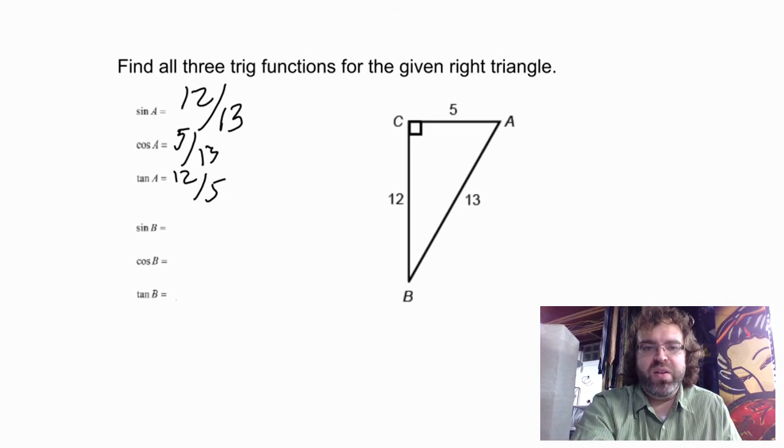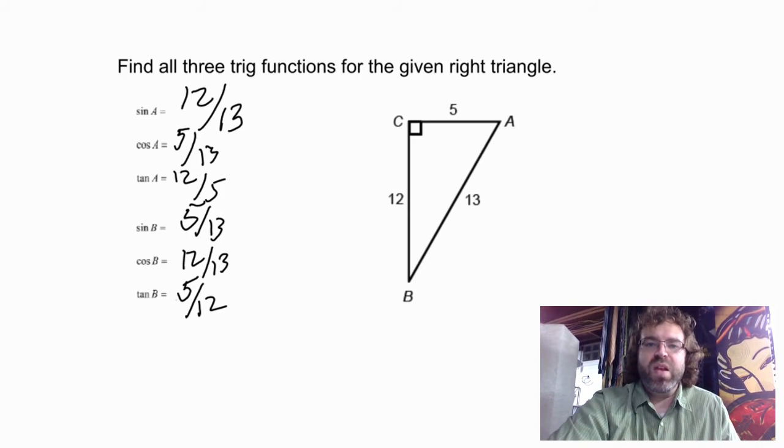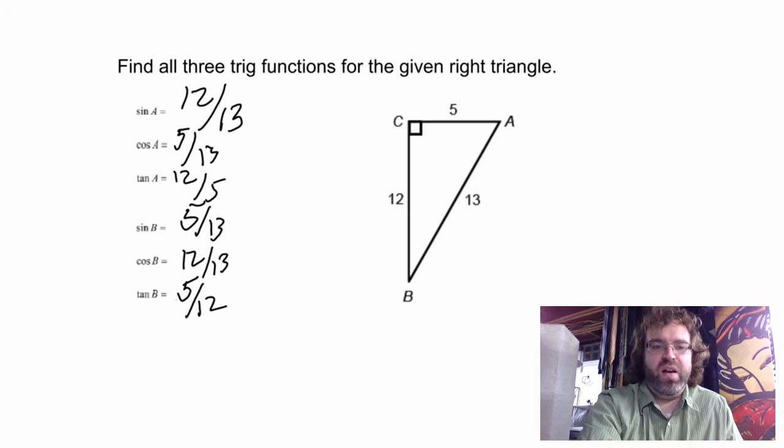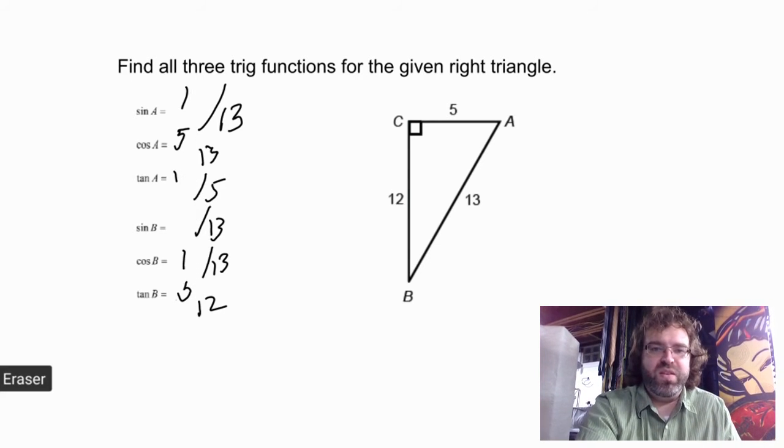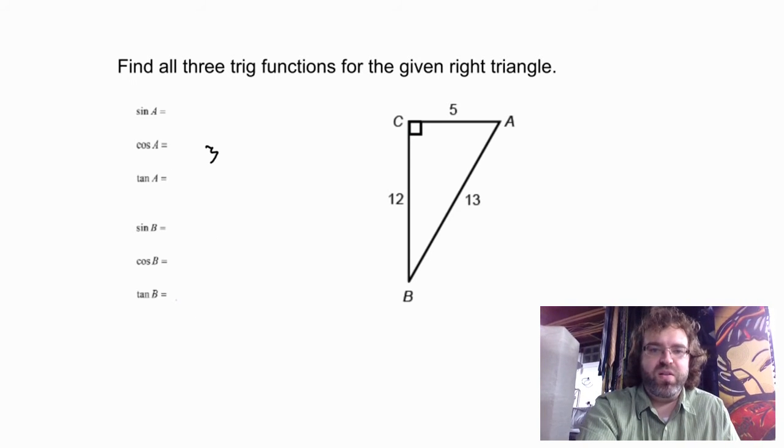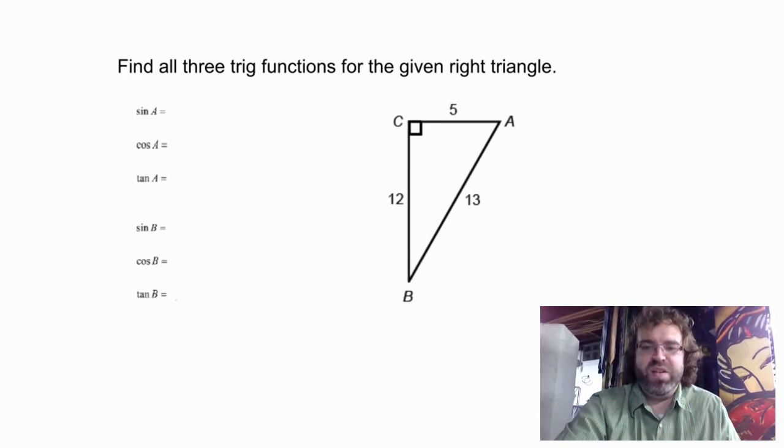Angle B, on the other hand, sine is opposite over hypotenuse, so that'd be 5 over 13. Cosine of angle B would be adjacent over hypotenuse, so that'd be 12 over 13. And tangent, opposite over adjacent, would be 5 over 12. So those are the answers. Again, it's not super likely they would give you all 3 sides in a triangle, but this was an example problem.